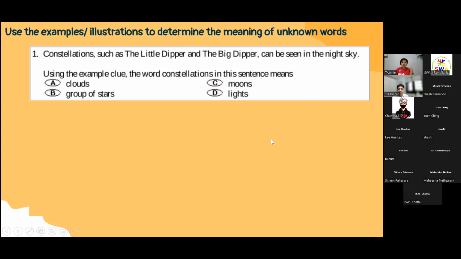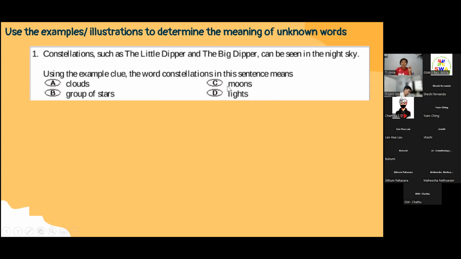Okay, so let me explain first. I've not really heard about Little Dipper, but I know what the Big Dipper is. Big Dippers, you see them in the sky. It's very, very bright in the dark night sky. And in some places they can see Big Dippers, some places they cannot.